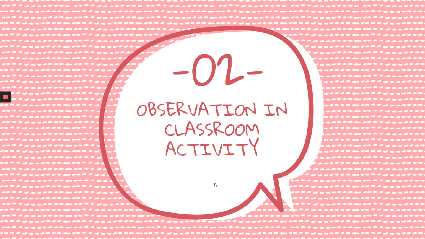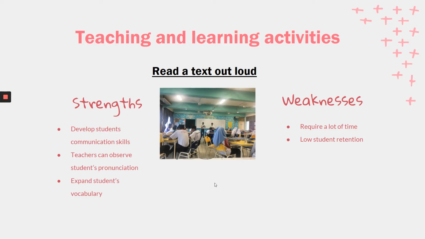So moving on to the next part, observation in classroom activity. For teaching and learning activities, I observe, read a text out loud. There are a lot of strengths in this activity. The first one is develop student communication skill. The teacher can observe students' pronunciation, expand student vocabulary. There are a few weaknesses. It will require a lot of time, low student retention.